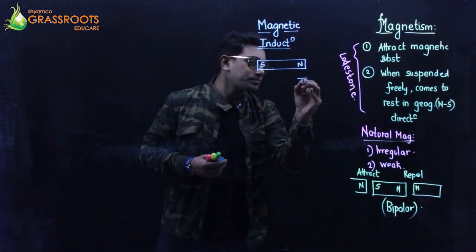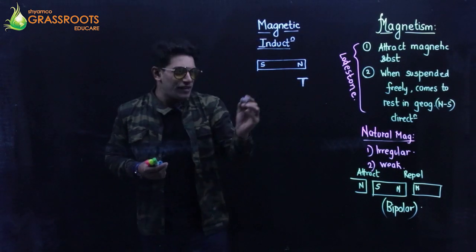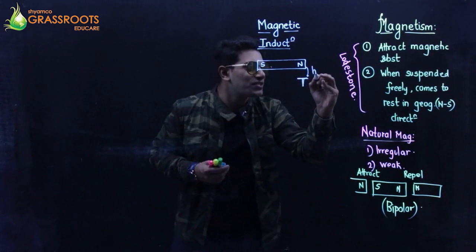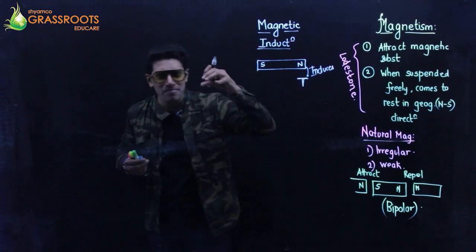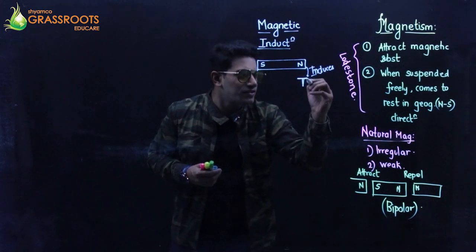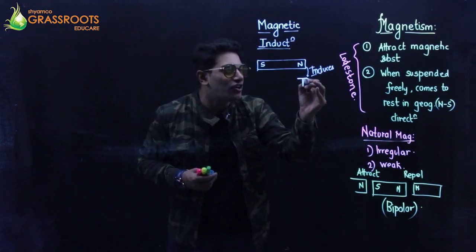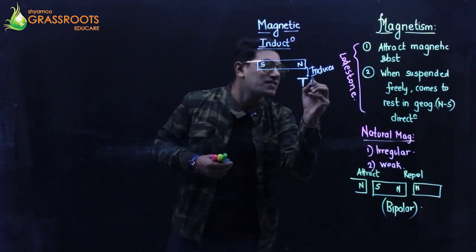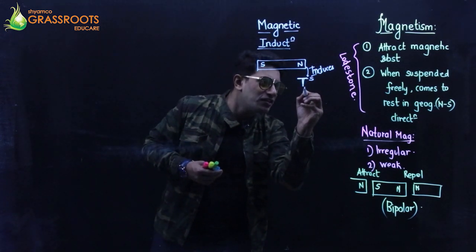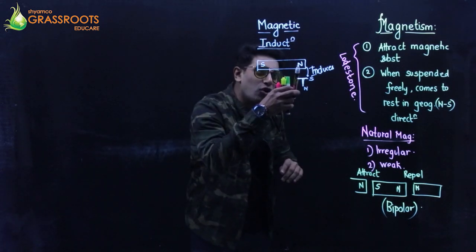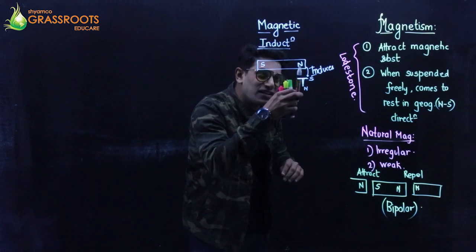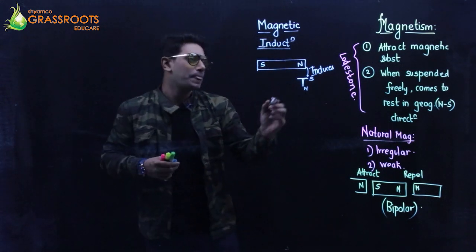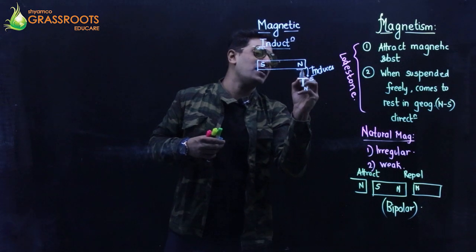I take a nail. If I get a nail very close to the north pole, the north pole induces an opposite polarity to the nearer end. So this nearer end of the needle, which is a magnetic substance, gets a south pole, and the farther end of the needle gets a north pole. That means if this is north, the nearer end becomes south. And can I say the unlike poles will attract? This needle will stick to the magnet. And when it sticks to the magnet, it looks something like this.